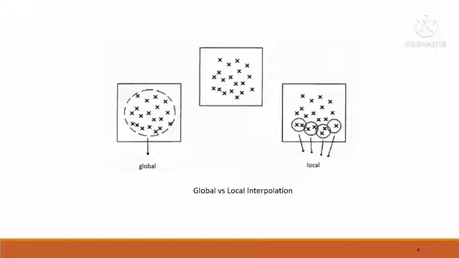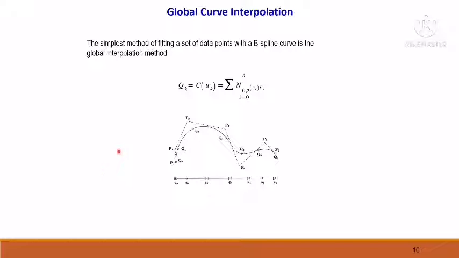So moving on, global curve interpolation. It is the simplest method of fitting a set of points with a B-spline curve. We just fit all these data points on a B-spline curve. These data points can be obtained by using this formula over here. This is the formula of global curve interpolation.